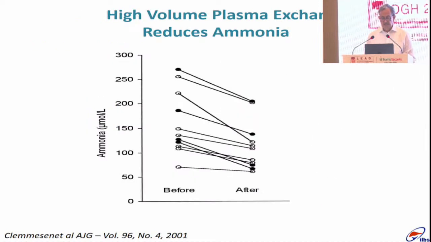Of course, high volume plasma exchange, 2 volumes, will decrease ammonia, but how much? Maybe 50, 100. It will come back again. So just don't target ammonia. Remember every single consequence of that.